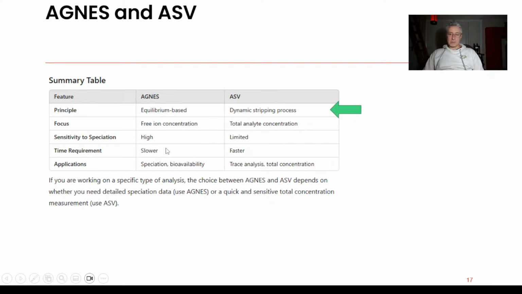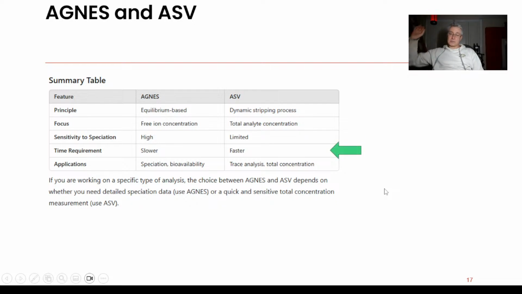One of them is equilibrium based. That's the Agnes. ASV is very dynamic, it's all diffusion control. We put enough potential on there that there's not really an equilibrium as such. As soon as that metal hits that electrode, we're going to reduce it. So the focus is really on the total analyte concentration rather than understanding speciation. So we're not sensitive to the speciation. If lead or zinc are complexed in different ways, then we are going to lose that detail.